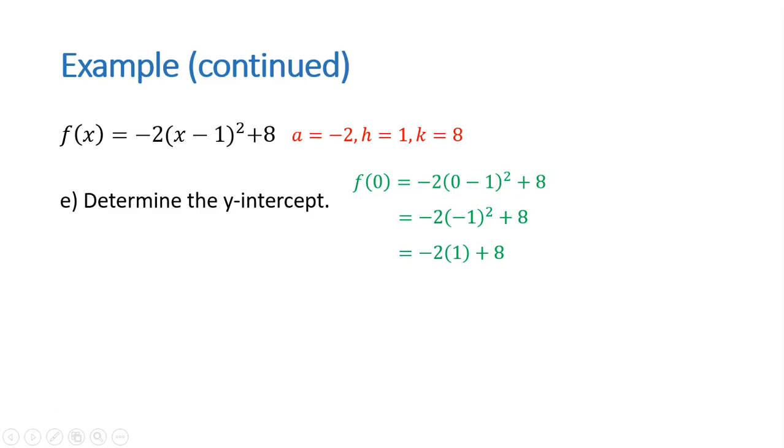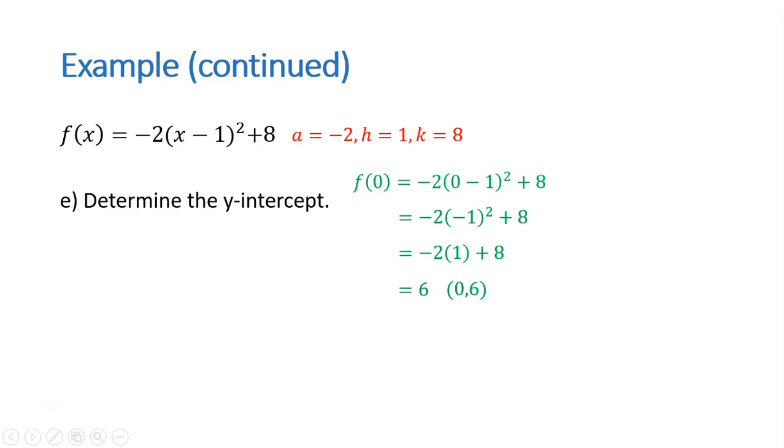Now let's see if we can simplify the rest of it in one step. Negative 2 times 1 is negative 2, and negative 2 plus 8 is going to be 6. So our y-intercept is 6. Or in coordinate form, it's going to be (0, 6). So that's the final point you're going to add to your graph.